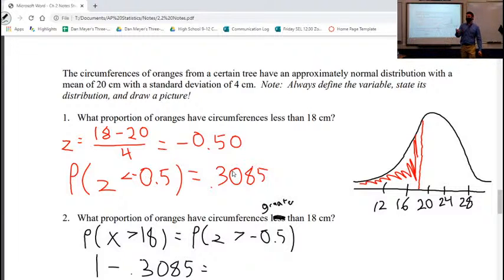So if you need some things greater, then we're going to shade everything that's to the right of that value. 1 minus 0.3085, which is going to be 0.15. Did I subtract that correctly? Okay, good.